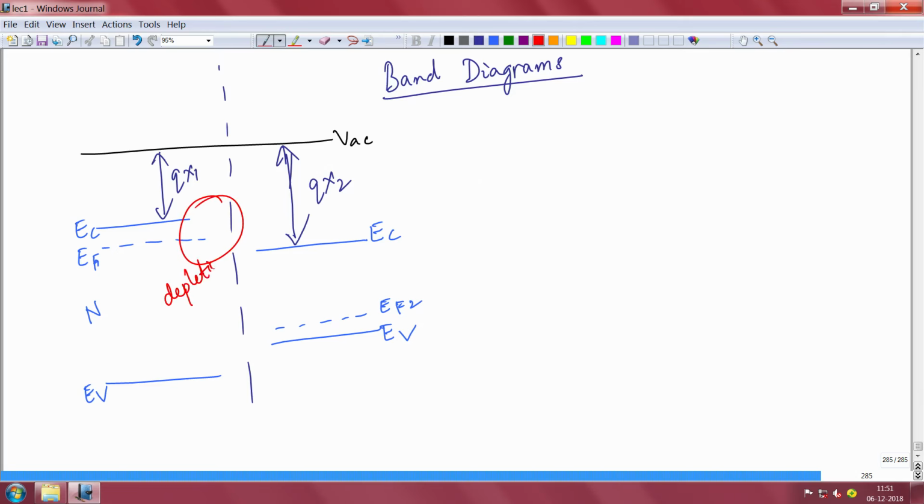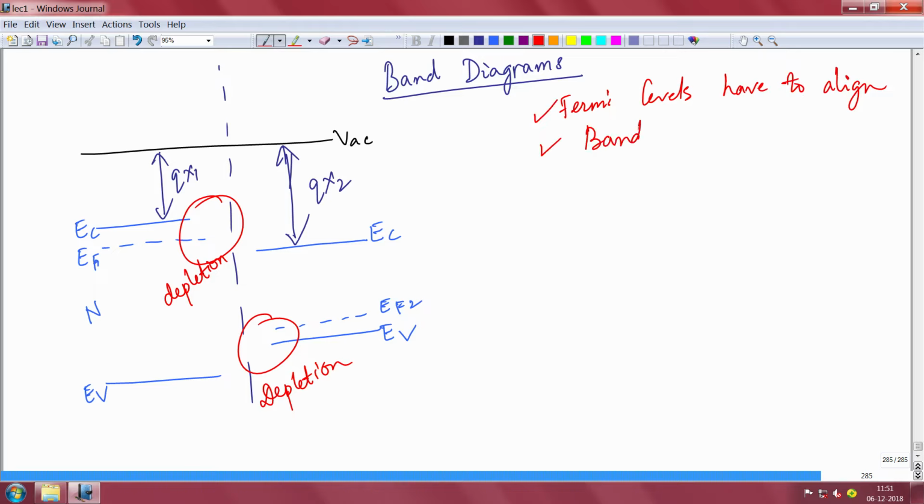Okay, because the bands will try to bend and the Fermi level has to align in equilibrium, there will be some depletion here. Fermi levels, as you know from your other basics, have to align in equilibrium; they cannot have a change in position. So the bands will bend to make the Fermi level align.